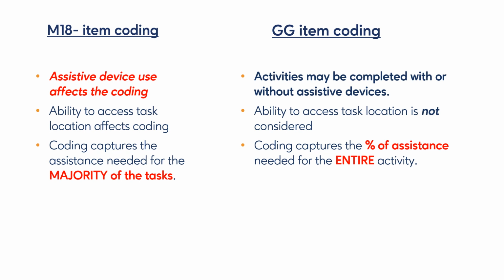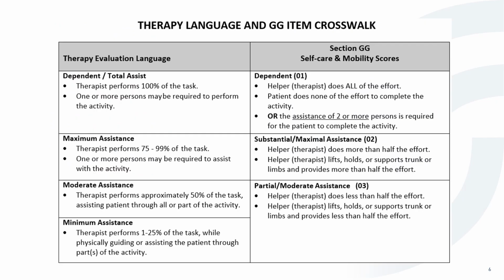So there's just some difference there, but they're key points. These next two slides just show really therapy language, the words, the verbiage that they use, and how that integrates with the GG items. This is a kind of a crosswalk. So if you're seeing what the therapists are saying, this is how that might, or most likely will relate to the GG scoring. So it ranges from all the way, starting at the top, dependent, total assist.